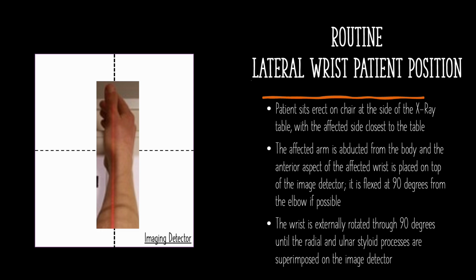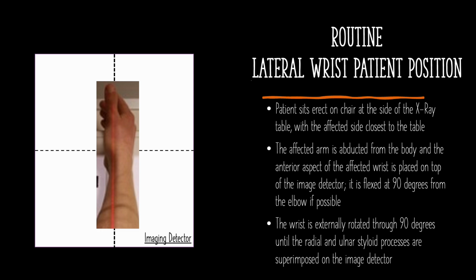So we've done our DP or our PA wrist, and this is usually performed alongside lateral wrist imaging. Our patient position for this is very similar to our PA. Our patient sits erect on the chair at the side of the x-ray table with the affected side closest to the table, similar to our PA. Once again, our affected arm is abducted from the body, and the anterior aspect of the affected wrist is placed on top of the image detector, and if possible it is flexed at 90 degrees from the elbow.